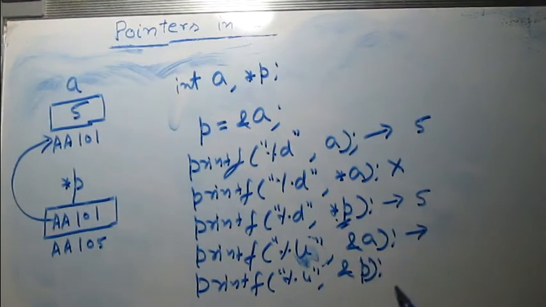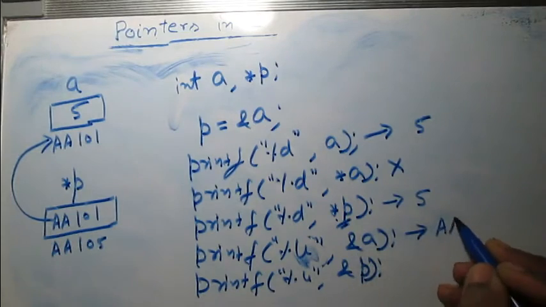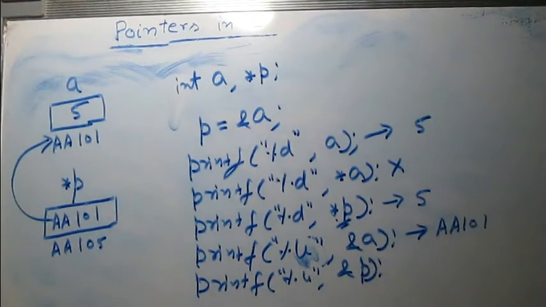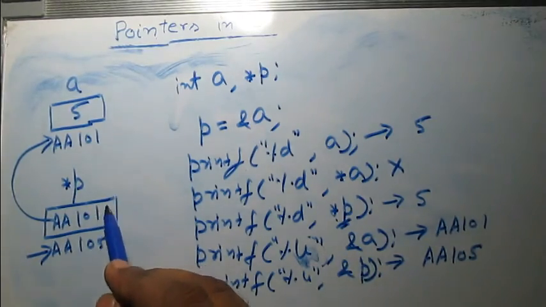Ampersand a. I told you that ampersand is the address operator. So this will access the address of a. So this will print A101. Ampersand p. Ampersand p is also the address operator. So this will get the address of p. What is the address of p? This is the address of p, A105. I think you should make it clear that this is the address of p and this is the address which is contained by p.